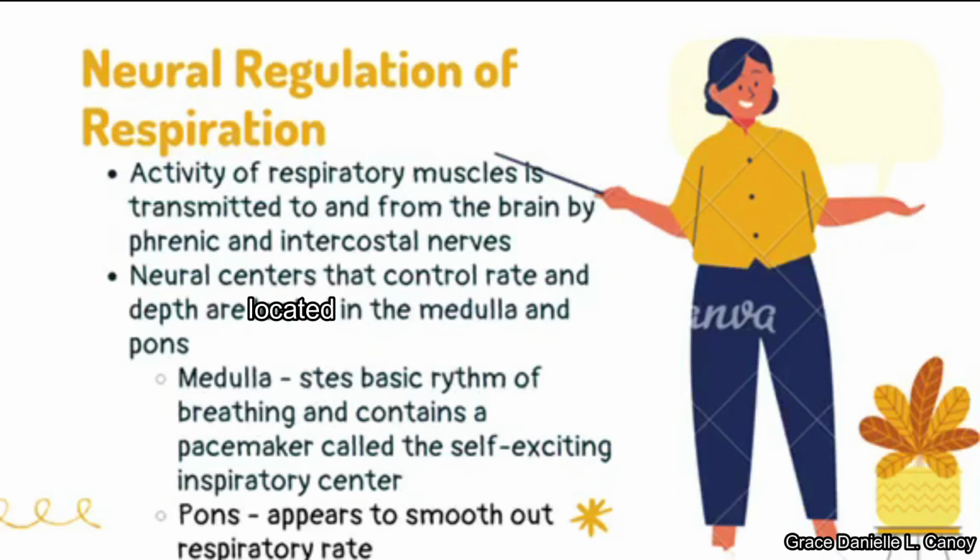The medulla is the primary respiratory control center. Its main function is to send signals to the muscles that control respiration to cause breathing to occur, while the pons appears to smooth out respiratory rate. It is the other respiratory center and it is located underneath the medulla. Its main function is to control the rate or speed of involuntary respiration.